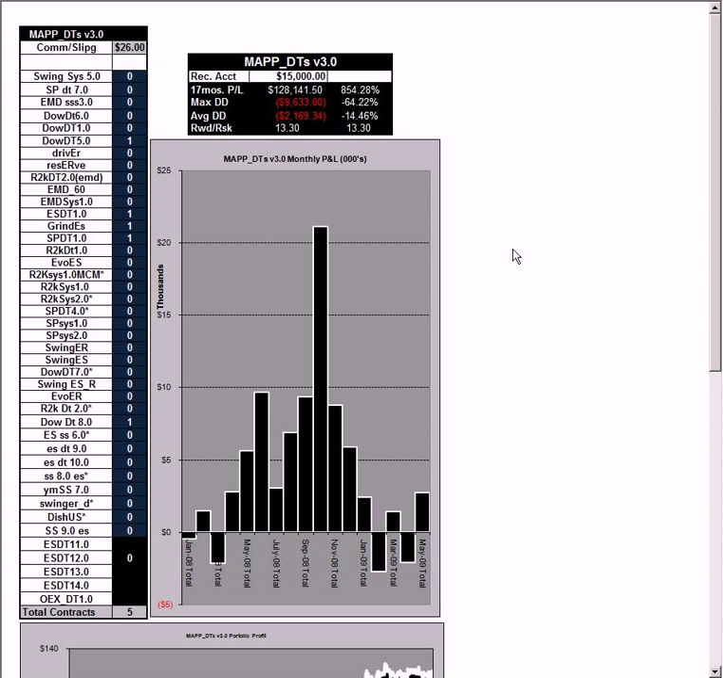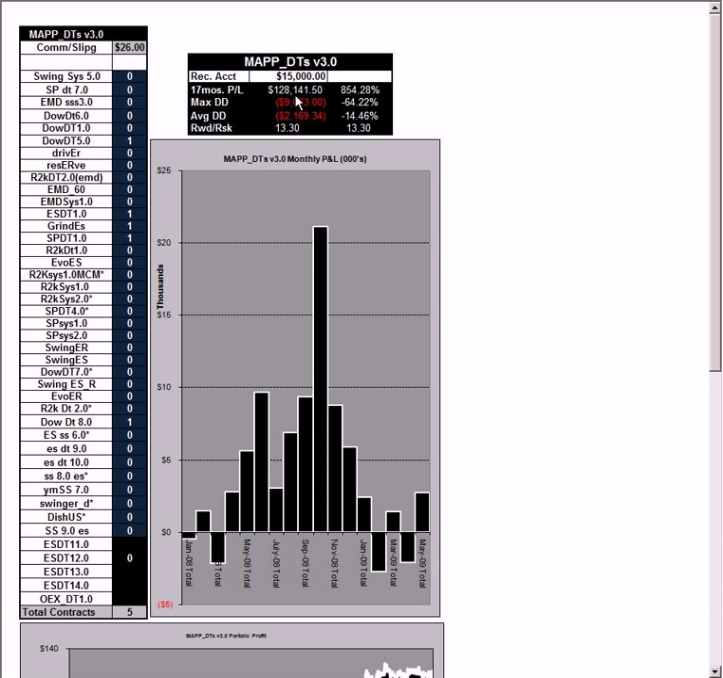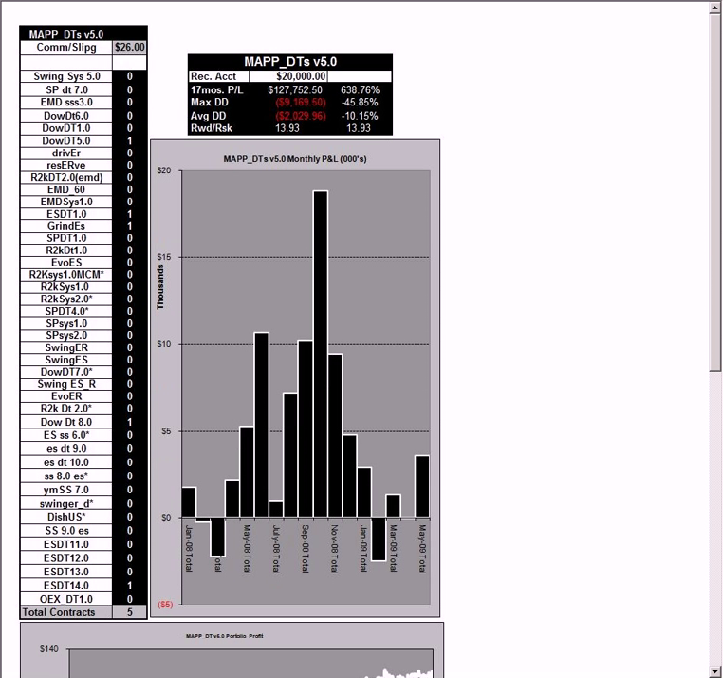Here's the MAP DTS version 3.0. Similar in nature, 854%. Now this is only a $15,000 account. 854% over the last 17 months. Maximum drawdown 65%. Average drawdown 15%. So you make the call. Which are you interested in? Slightly lower return with a $20,000 account, or a $15,000 account with a little bit more risk. So you make the call. If you want less risk, you go with the $20,000 version of the MAP DTS 5.0.